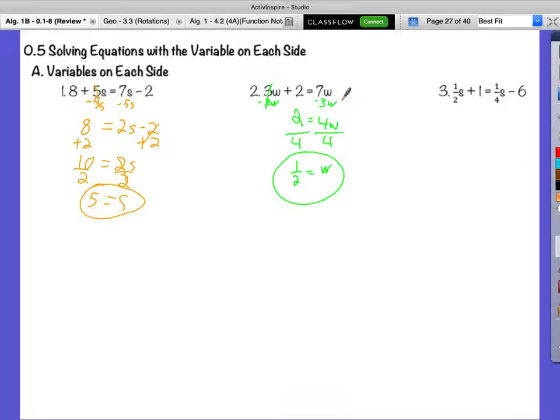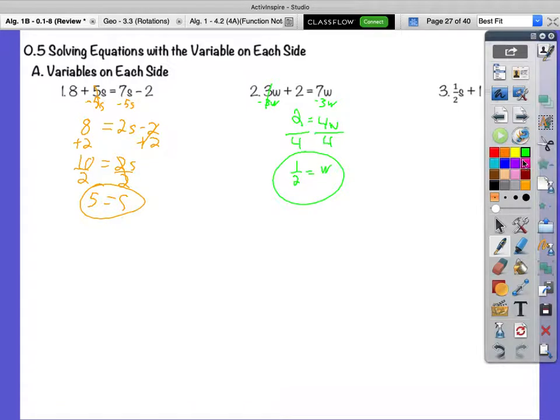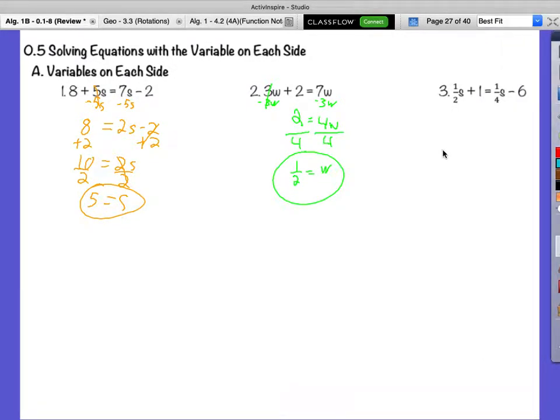Okay, let's look at number 3 here. 1/2 S plus 1 is equal to 1/4 S minus 6. Which one of these S's is smaller? The 1/4 is smaller, right? So which one are we going to want to move? The 1/4 S. How are we going to move it? You had it right, subtracting, because it's a positive 1/4 S. So subtract 1/4 S.